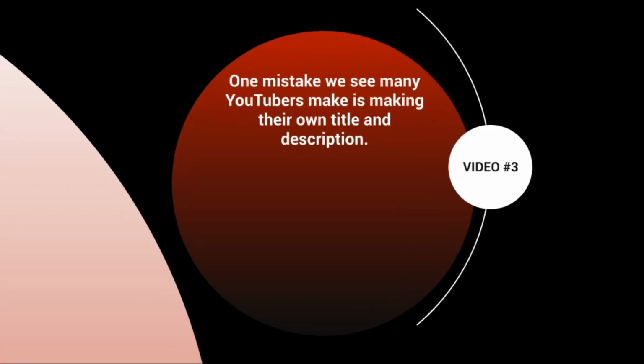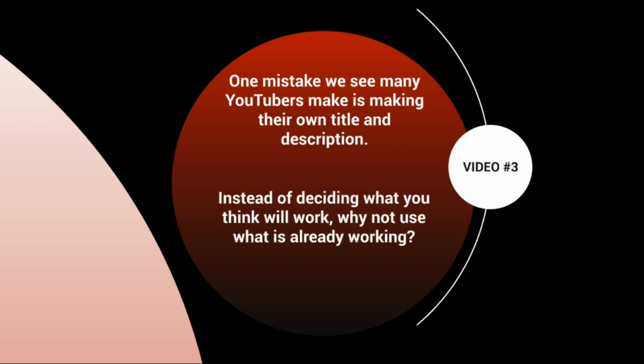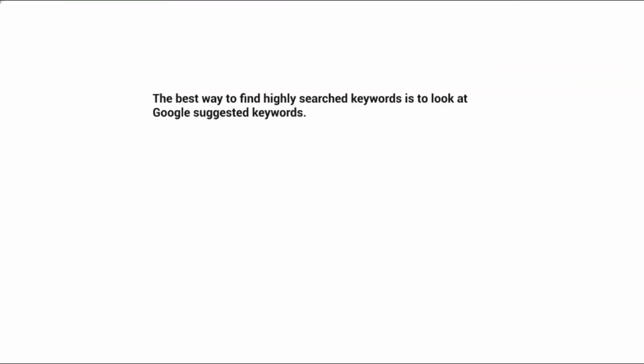So one mistake that we see that many YouTubers make is simply making their own title and description. I mean, it's natural, right? But instead of deciding what you think will work, why not use what is already working and do some simple keyword research that's not going to take a lot of time, and this way you'll be able to have the right information that will help you rank on the right keywords.